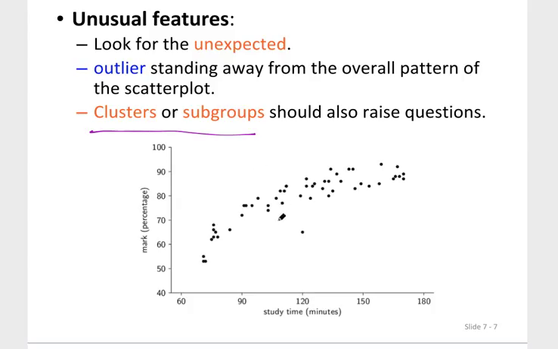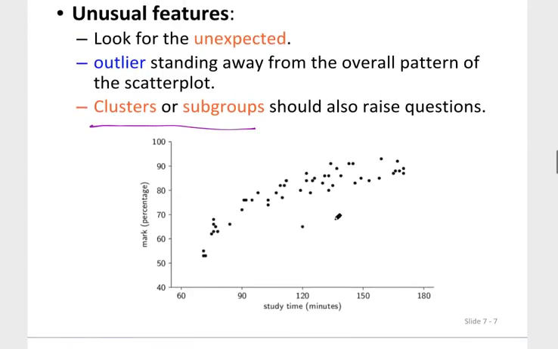Okay, so I tried to find a picture that had clusters and subgroups and also an outlier. So just by looking at this scatter plot, excuse me, you would notice that this is an outlier. So this study is looking at study time in minutes and whatever mark or percentage somebody received on some sort of assessment.